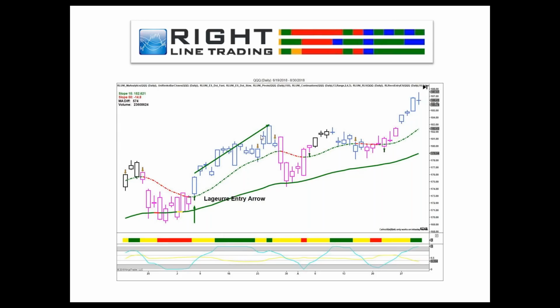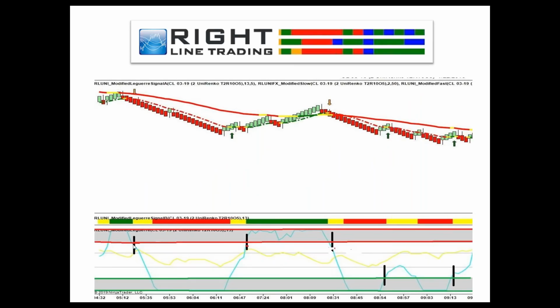Futures, the same thing. There's the cross of the Laguerre across the 80 line down. Here it's where it locks short. And we're going to ride, this is crude oil, to the short side. I think it's crude. There's our exit.